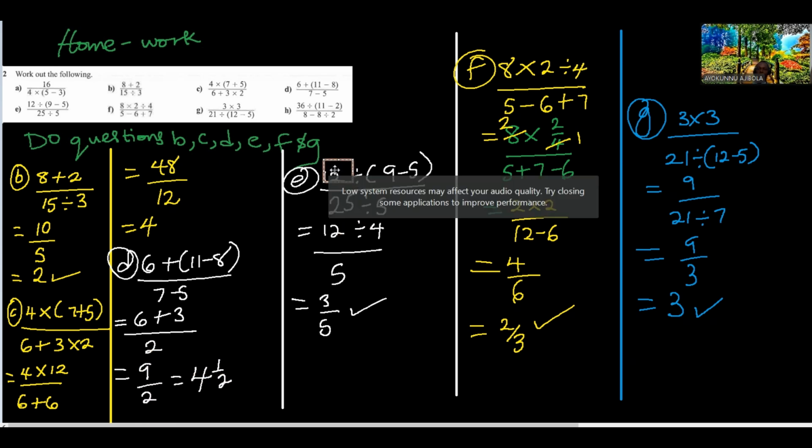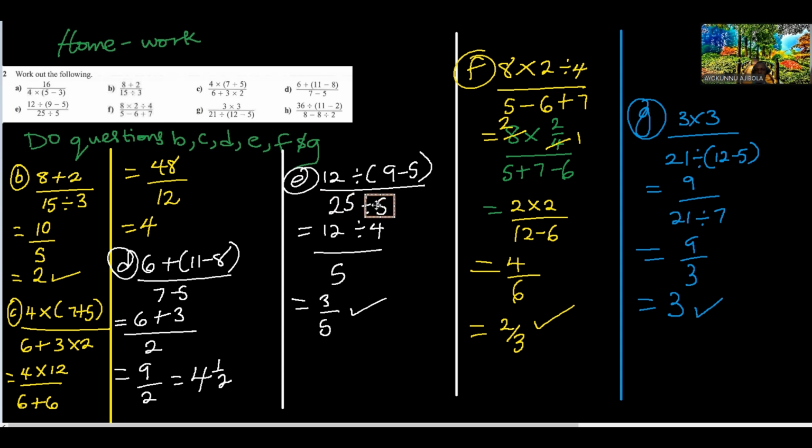And this fifth one, we have 12 divided by the bracket, then over 5 divided by 5. Obviously, 25 divided by 5 gives us 5, and the bracket is 4, because 9 minus 5 is 4. Then 12 divided by 4 gives us 3. So we have 3 over 5, which is a fraction in its lowest term.